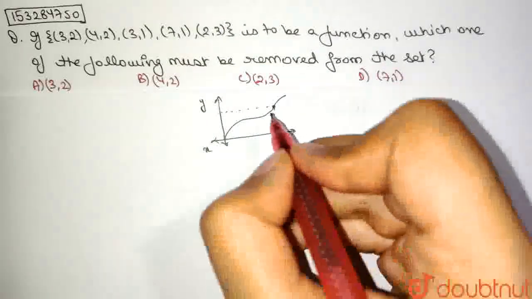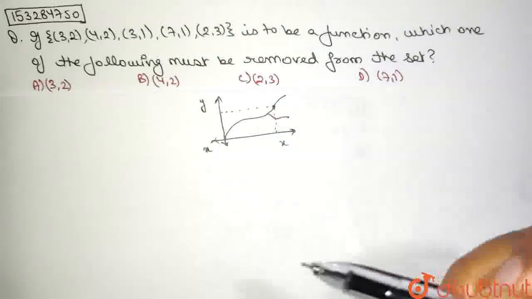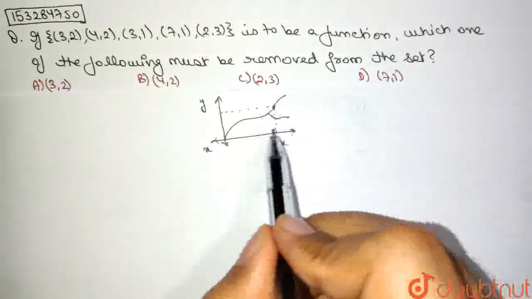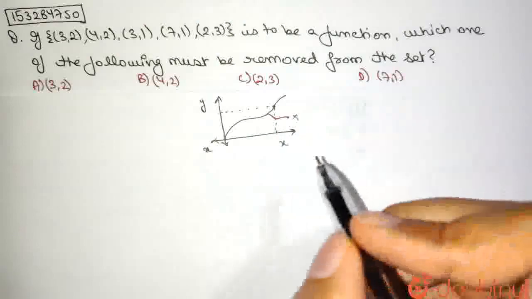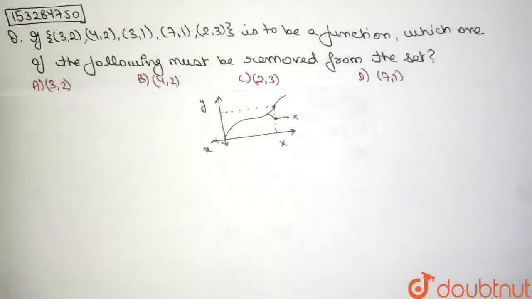Now, we see that there are no two values of y for a particular value of x. That means a function cannot be like this, right? This does not take place when we talk about functions. That means for a certain particular value of x, there are not two values of y.